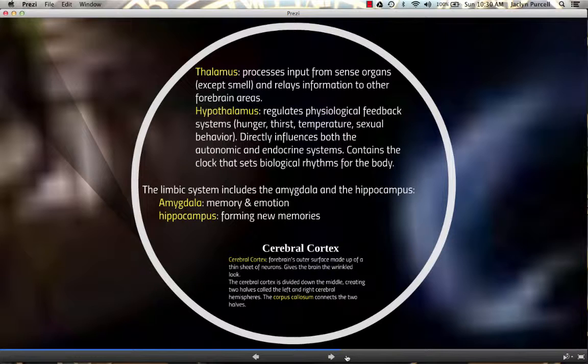The limbic system includes the amygdala and the hippocampus. The amygdala is involved in memory and emotion. It links different kinds of sensory information together in memory. The amygdala also plays a role in fear and other emotions, linking emotions to sensations. The hippocampus is critical to the ability to form new memories.